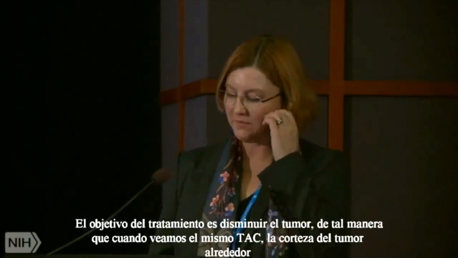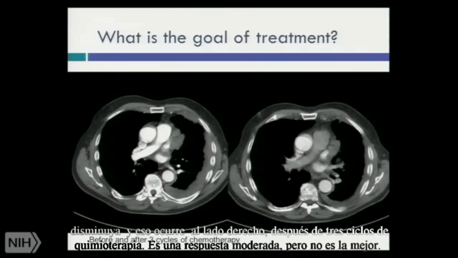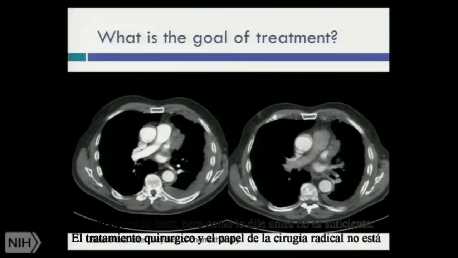The goal of treatment is to shrink the tumours so we can see. That same CT scan with the rind of tumour around, and that has shrunk to some extent in the right-hand side after 3 cycles of chemotherapy. That's a moderate response. It's not the best response. It's not the worst response that I've seen, but it's not good enough.